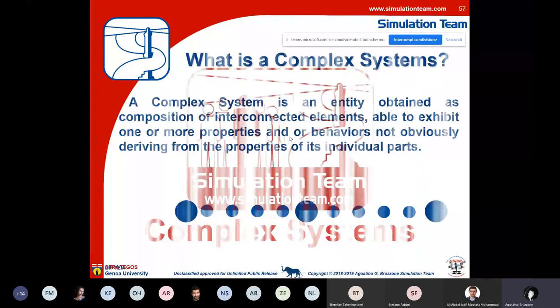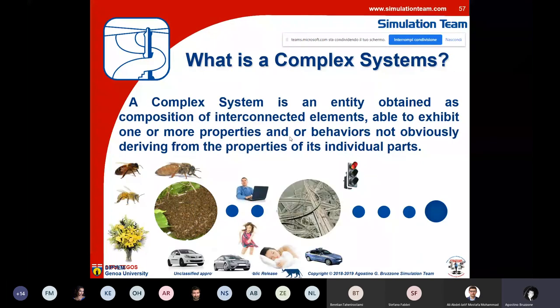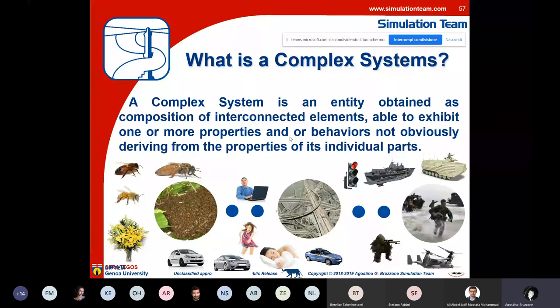First of all, what is a system? A system is a combination of multiple entities. A hive of bees is a system. A highway network is a system. An amphibious operation is a system, okay? When you have multiple entities, you have a system. And a complex system is an entity composed of interconnected elements that have their own characteristics and behavior, not simply derived from the components of the single elements.